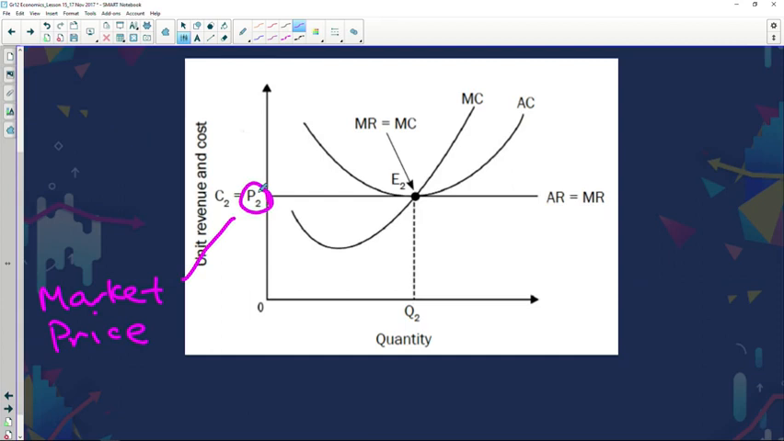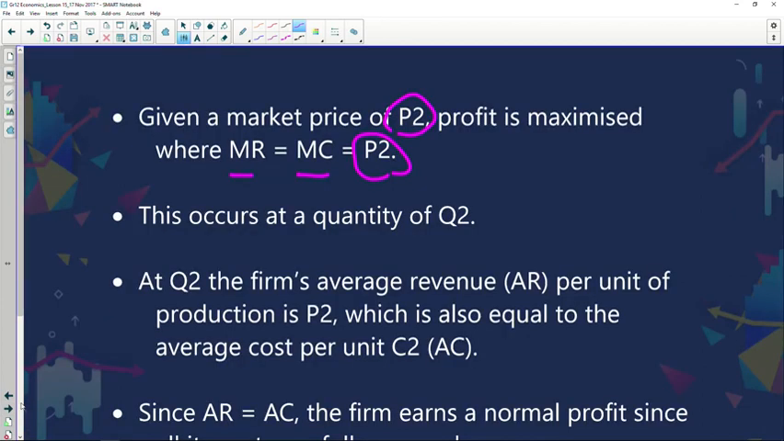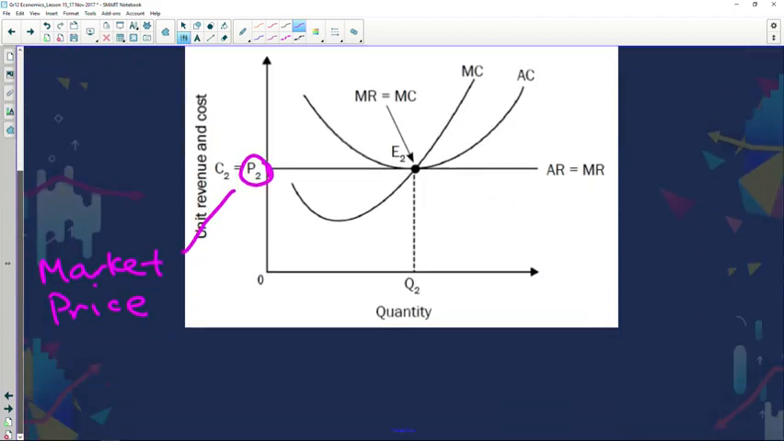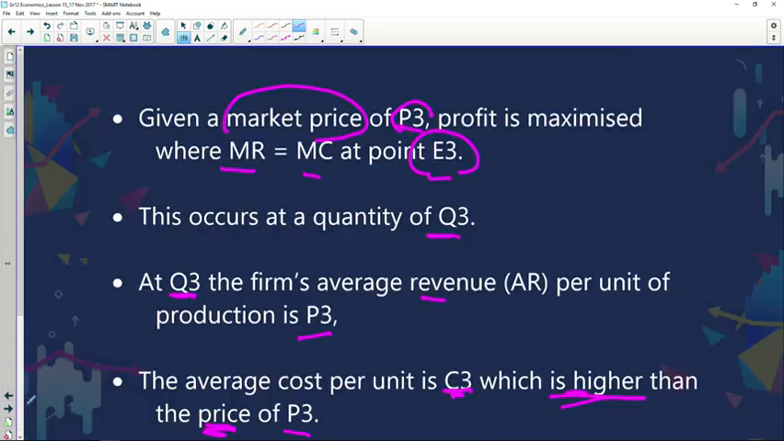And then also now we've got our MR equals to our MC, and we'll come back to that just now. So this occurs at a quantity of Q2. So let's go and have a look at our quantity. Here's our quantity over here. So it's Q2. So here's our market price. And then at a quantity of Q2, then the average cost per unit.